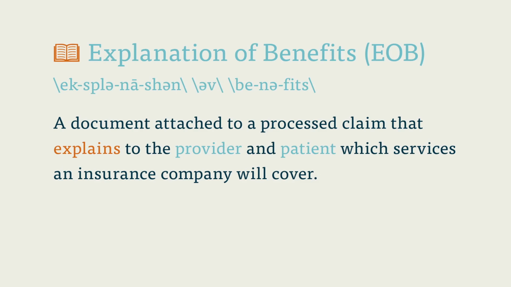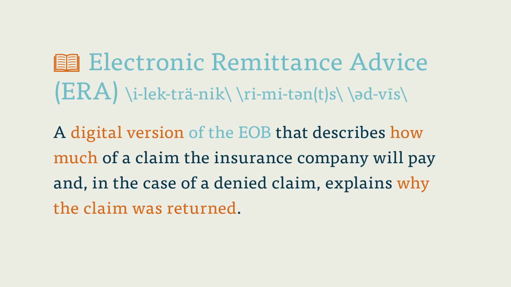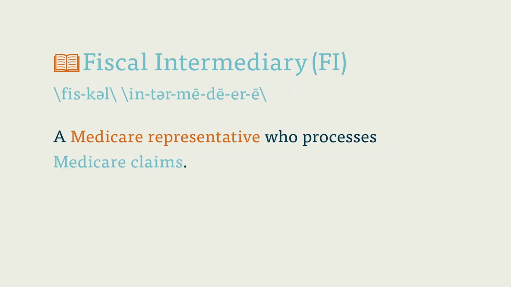Explanation of benefits, EOB. A document attached to a processed claim that explains to the provider and patient which services an insurance company will cover. EOBs may also explain what is wrong when a claim is denied. Electronic Remittance Advice, ERA. A digital version of the EOB, this document describes how much of a claim the insurance company will pay, and in the case of a denied claim, explains why the claim was returned. Fiscal Intermediary, FI. A Medicare representative who processes Medicare claims.